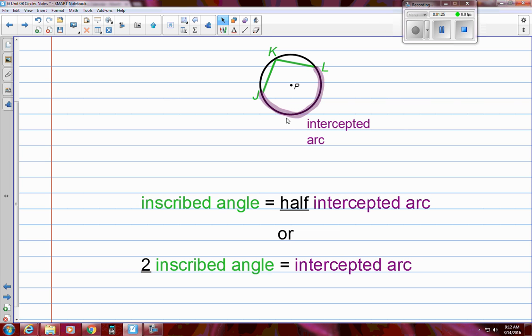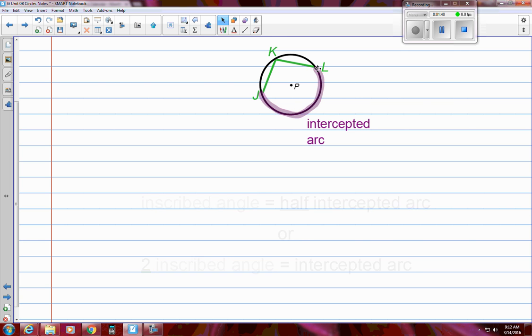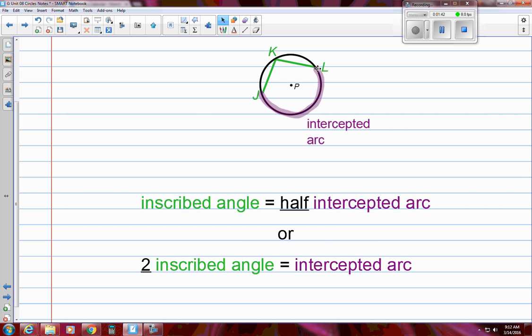So let's think about that. If the inscribed angle is 50 degrees, it's half the intercepted arc, so the intercepted arc must be 100 degrees. We could also think of that the other way. If the intercepted arc were, let's say, 220 degrees, then we would cut that in half to find the inscribed angle, or half the arc would equal our inscribed angle, or half of 220.